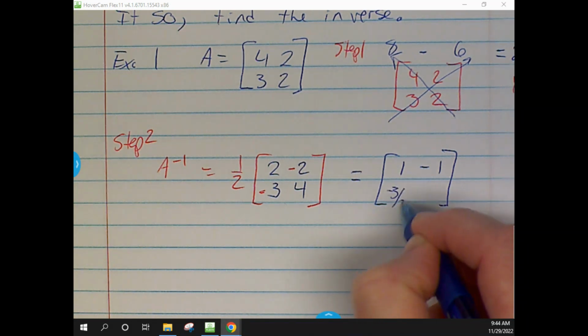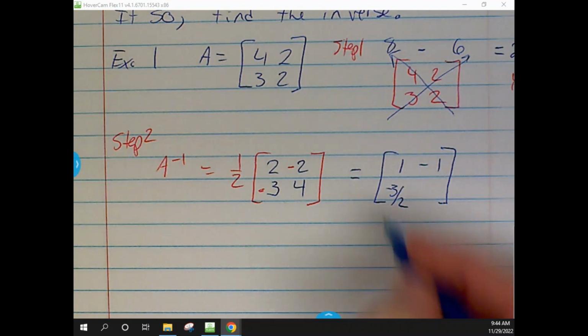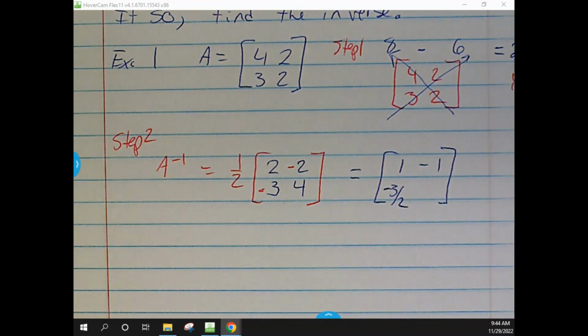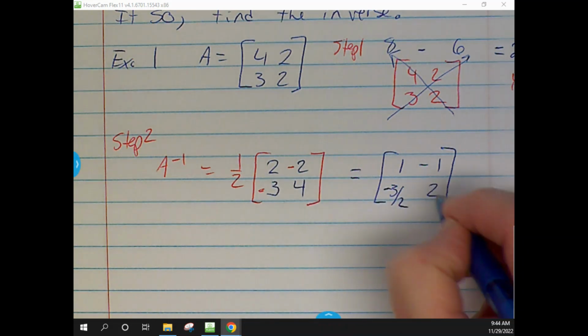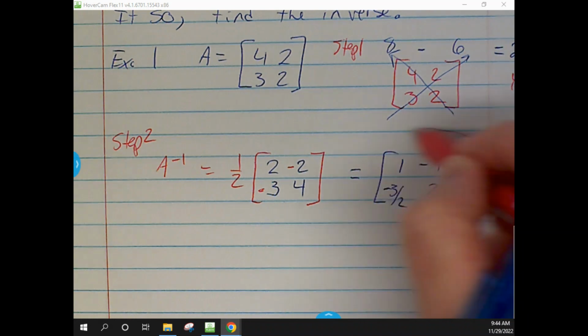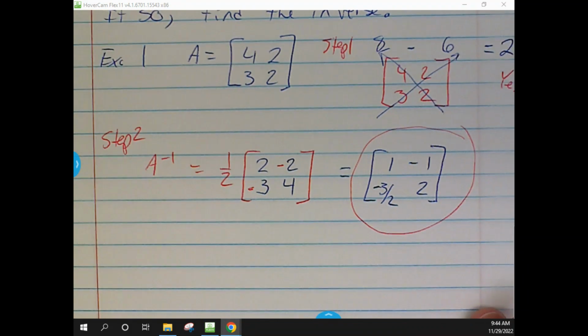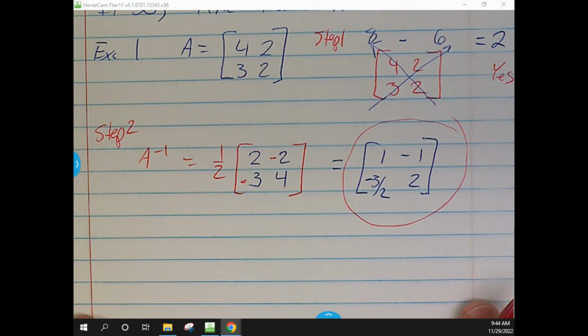Pesky little fractions. For these, they're probably going to make you want to leave it as a fraction because they don't like decimals mixed in with the matrices. And then half of 4 is 2. There you go. So yes, it does have an inverse. What is the inverse? It is 1, negative 1, negative 3 over 2, 2. That's all we do? And that's all you do. That's so easy. We can stop now.